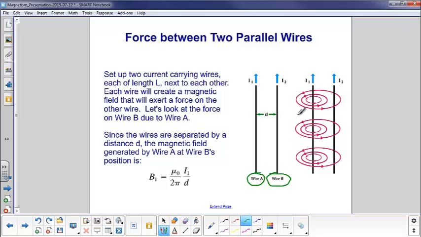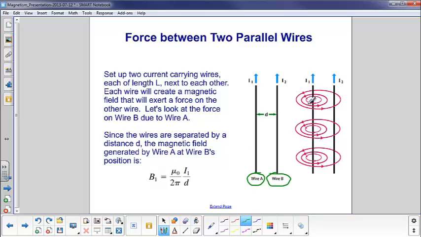Now, each wire is going to create its own magnetic field. We've discussed that earlier. Now, if they each create their own magnetic field, there should be some interaction between these two wires, and that's what we're going to derive. So first, let's just look at wire A.